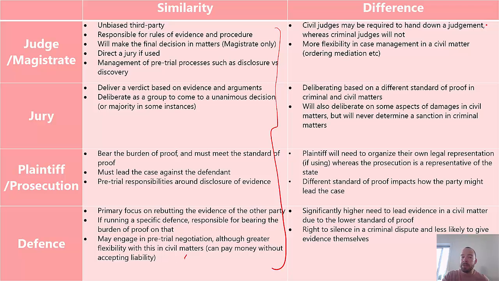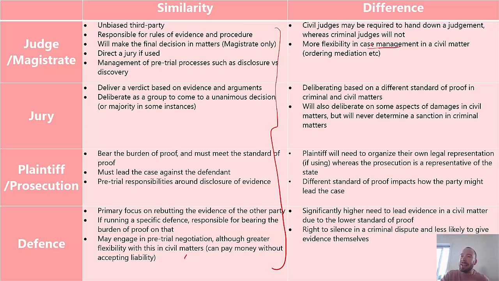Civil judges will hand down a judgment if there's no jury. Criminal judges will not. It's a really important point. And generally, civil law has more flexibility in case management, particularly around ordering mediation, which you can't do in criminal law, because there is more flexibility for individuals to resolve disputes themselves, whereas criminal law is much more rules-based around evidence, procedure, etc. So that greater flexibility means generally greater case management powers in civil law, to order more things, to order more issues be disposed of, etc., etc.